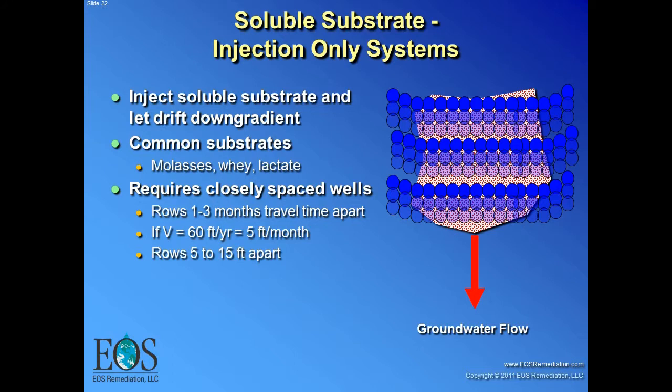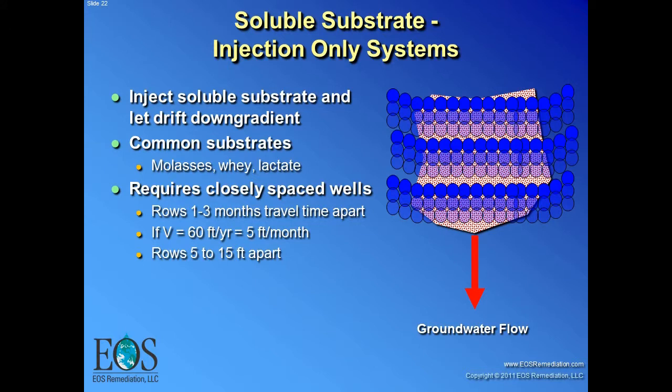Another alternative that you see people using is they'll use essentially rows of biobarriers. The dark blue circles are supposed to represent one line of injection wells. And what they do is they put a line of wells in, they inject a soluble substrate, let that soluble substrate drift down gradient, and treat the aquifer.